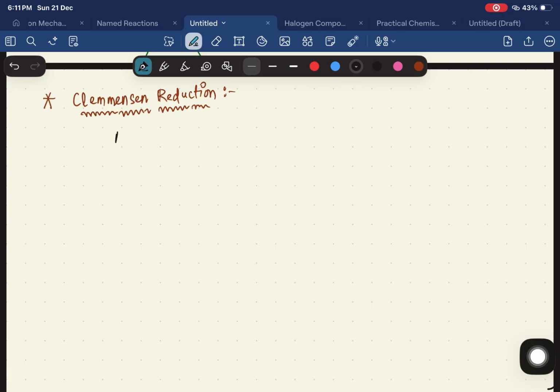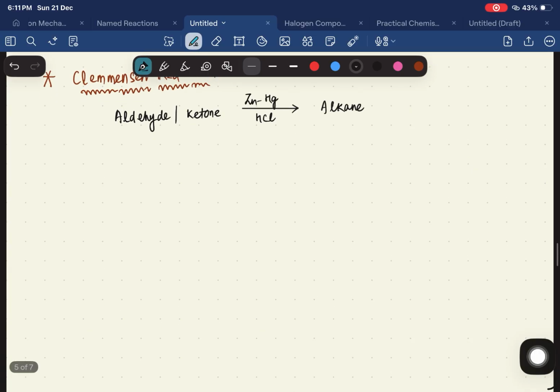So exactly what happens when an aldehyde or ketone, collectively we can say a carbonyl compound, reacts with zinc amalgam and HCl, which is an acid? It forms the corresponding product, which is called an alkane, and this reduction is called Clemmensen reduction. If we take an example, for example CH3CHO.